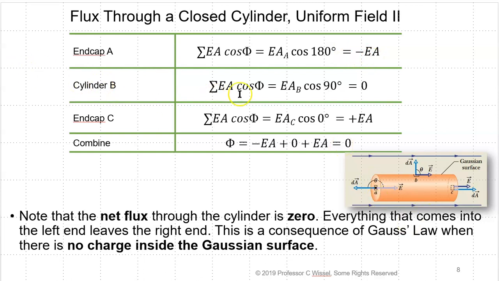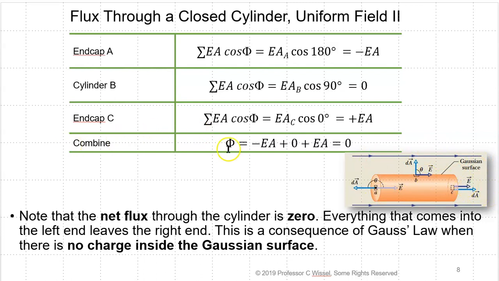Cylinder B is EA cosine theta, and that will be E A_B. This is the cylinder itself, E and the area of the cylinder, which is area B, times the cosine of 90 degrees. The cosine of 90 degrees is 0, so that's 0. End cap C is the one on the right here, and that is just E A_C cosine 0, so it's positive EA. And why is the cosine 0? Because the electric field is going parallel and in the same direction as the area vector.